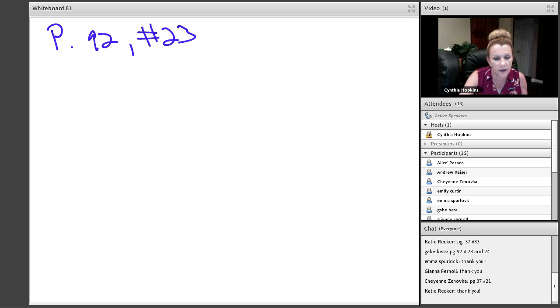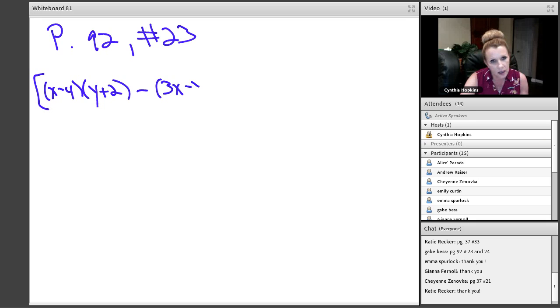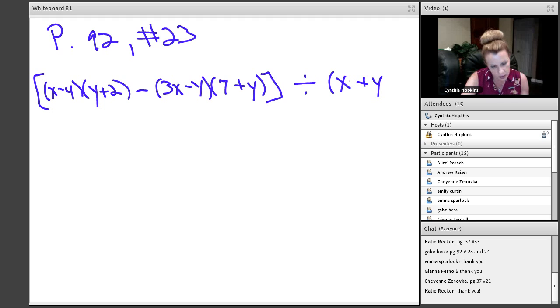What a mess that is, huh? It's another one of those plug-in problems. Okay, I hope I can write this all the way across. So number 23, we've got brackets and then in parentheses, x minus 4 times the quantity y plus 2. This is where we're going to plug in for x and y. Then minus the quantity, 3x minus y, that is times 7 plus y, and close brackets. And then divided by parentheses x plus y.